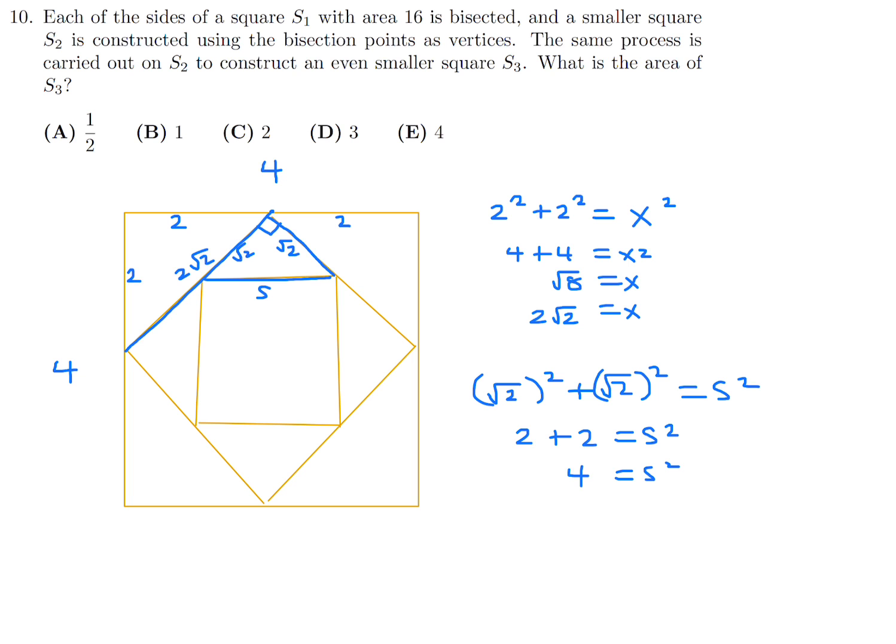What they're asking for is the area of S3. S3 was the small square. The area is going to be s squared, and we just figured out s squared. It's 4. So number 10, the answer is E.